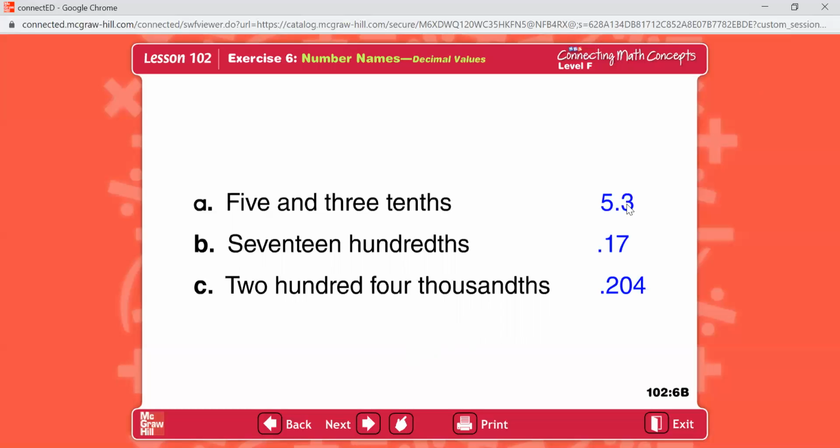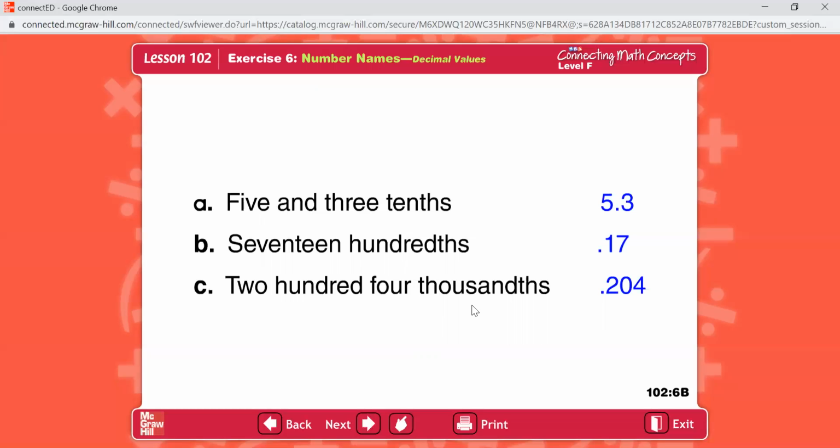5 3/10. The 3 is in the tenths column. 17 hundredths. 17 ends in the hundredths column. 204 thousandths. 204, the 4 is in the thousandths place. That's why that's written there. Find part 3 in your textbook. These items describe the decimal values you'll write.